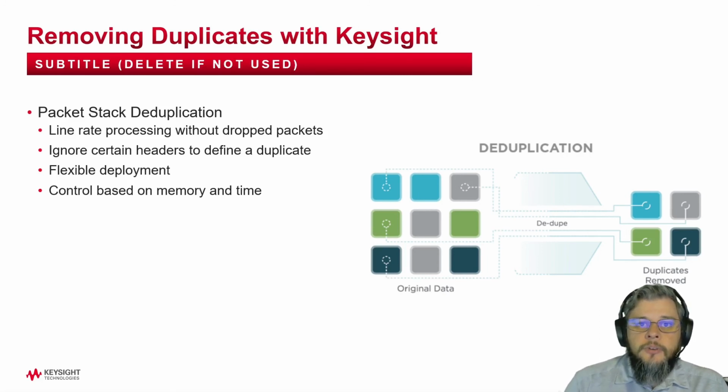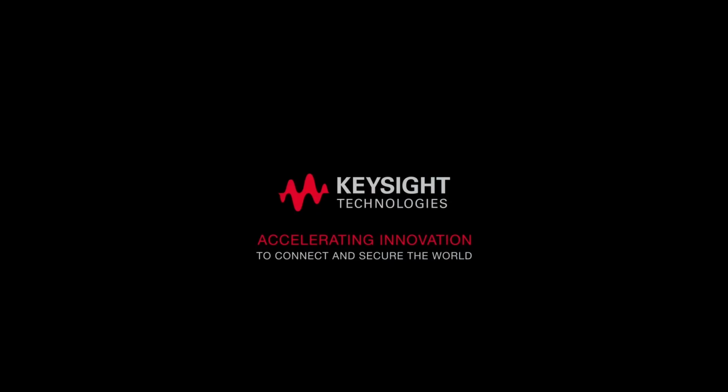So at the end of the day, you'll find that Keysight has the most flexible deduplication because we can configure it any place in our packet broker, we perform at line rate, and we have granular control of what we consider a duplicate. In the next session, we'll show you how to configure these settings of deduplication.